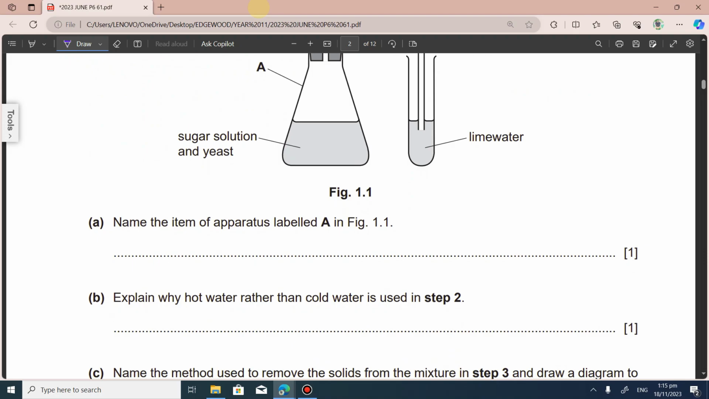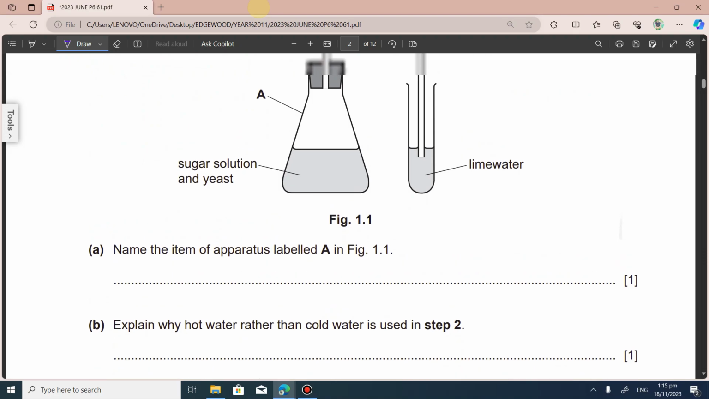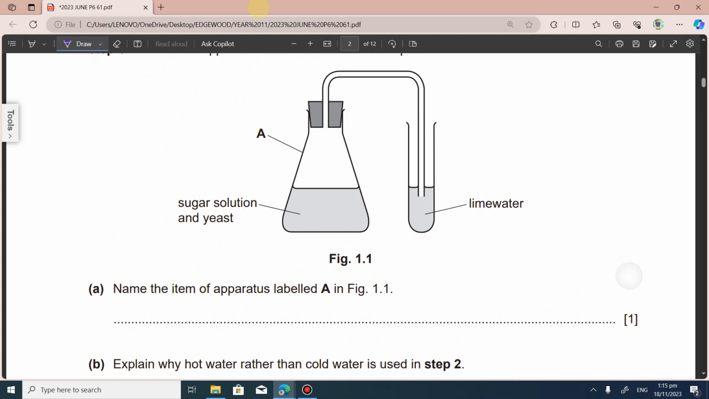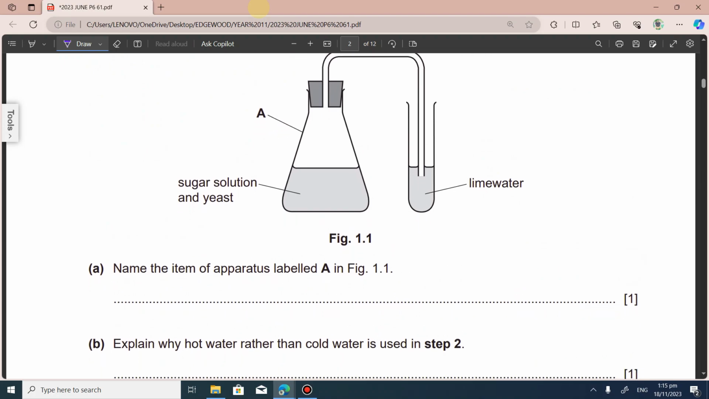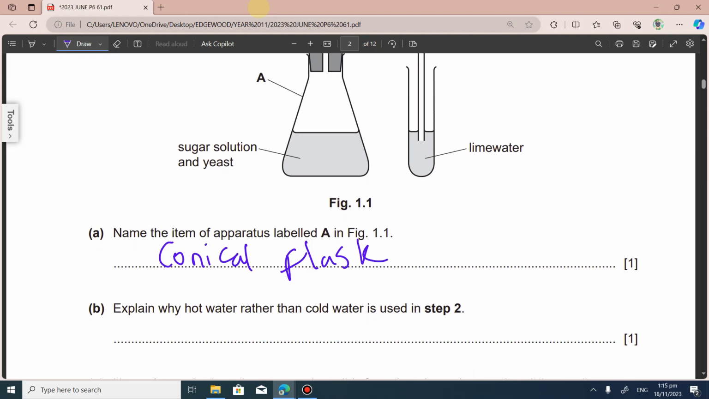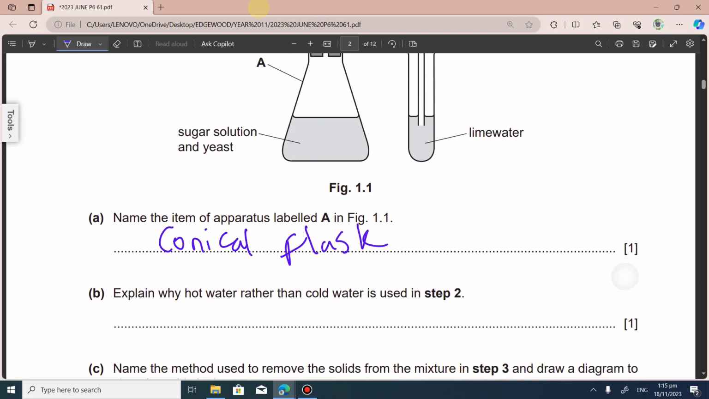Name the item of apparatus labeled A in figure 1.1. From your knowledge of laboratory apparatus, you should know that this is a conical flask. It's a conical flask. I think that it's very simple. Just getting familiarized with the laboratory apparatus will help to solve that problem.